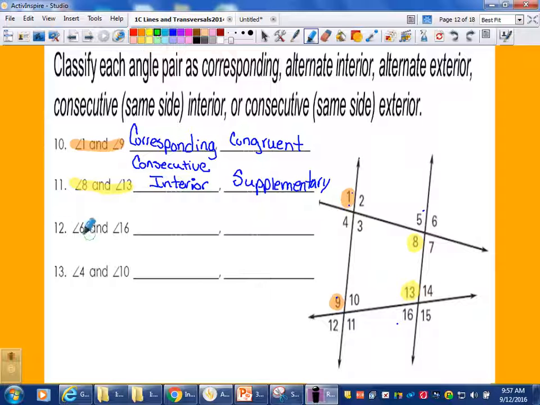Alright, the next angle relationship they want us to look at is 6 and 16. When I look at them, are they on the same side or are they on opposite sides? Clearly, they're on opposite sides of this transversal. So that's going to be alternate. Are they inside the lines or outside the lines? They are outside, so these would be alternate exterior angles. And everything is congruent except for consecutive and linear, so these are congruent.